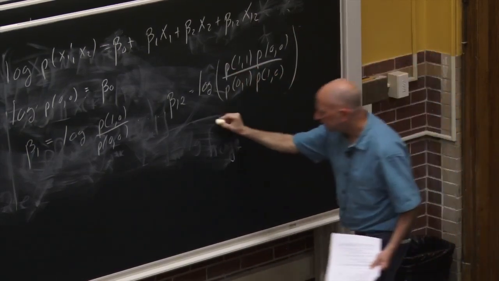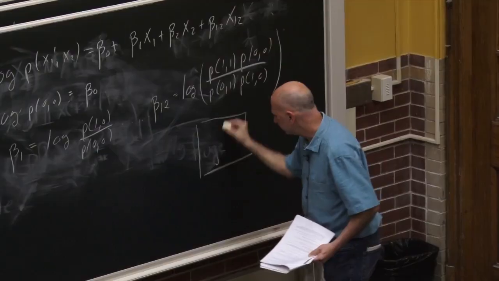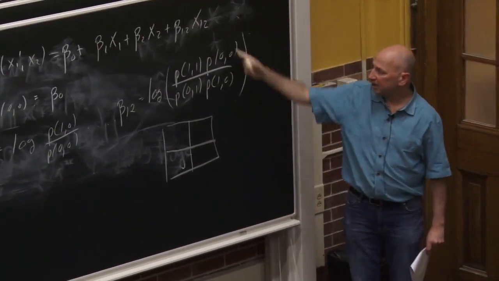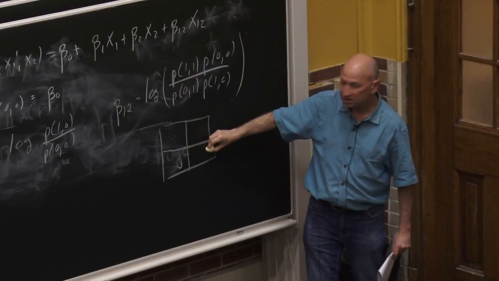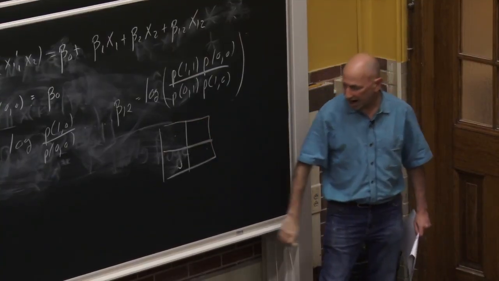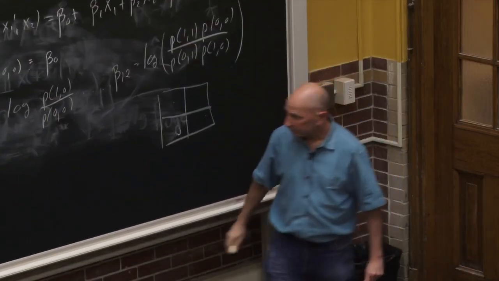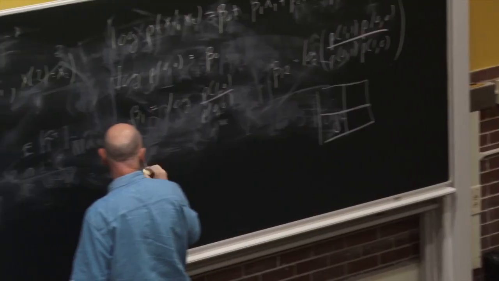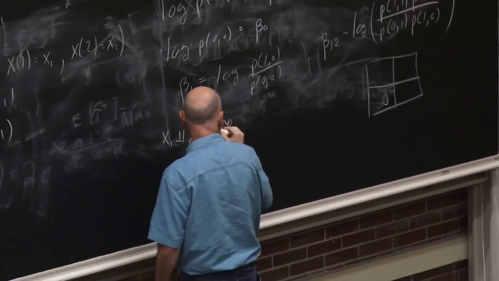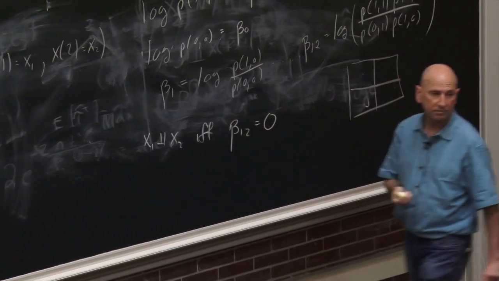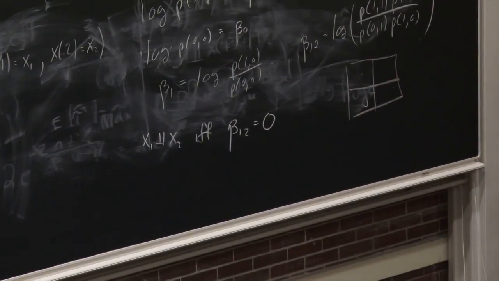What is that? If I go back to that table, what this beta 1, 2 is this number times this number divided by this number times this number. And you can check very easily the following thing. x1 is independent of x2 if and only if beta 1, 2 is 0. Just a little algebra to do to check that.